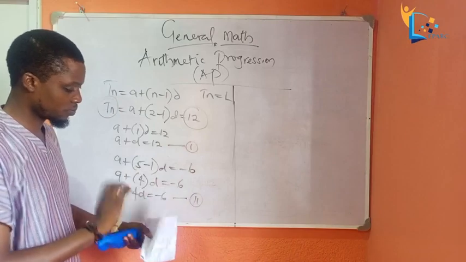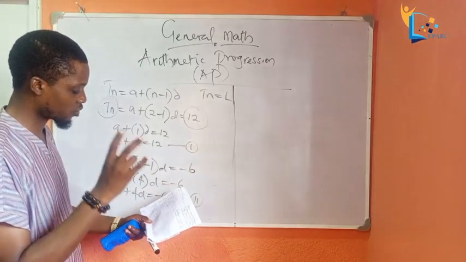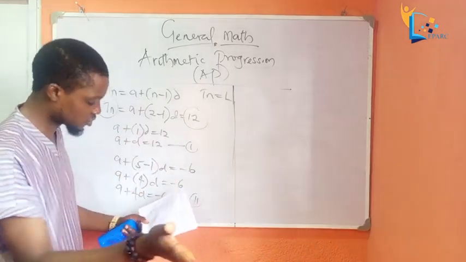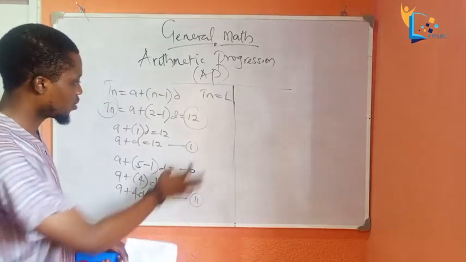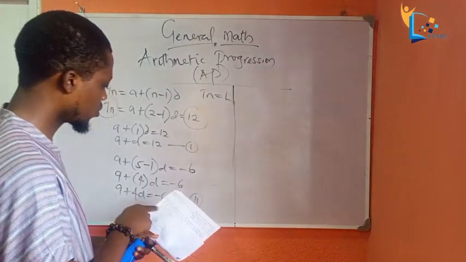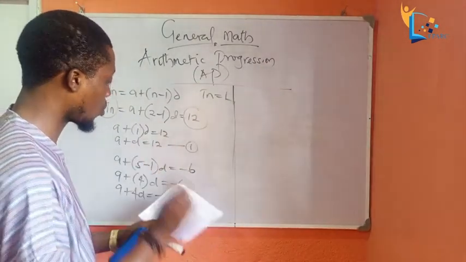We are trying to find the common difference. We are trying to find the first term. We're trying to find the AP, that is arithmetic progression. And we're trying to find the fourth term. So let's call this equation 1 and this equation 2. So let's continue. What we're looking for first is the common difference.